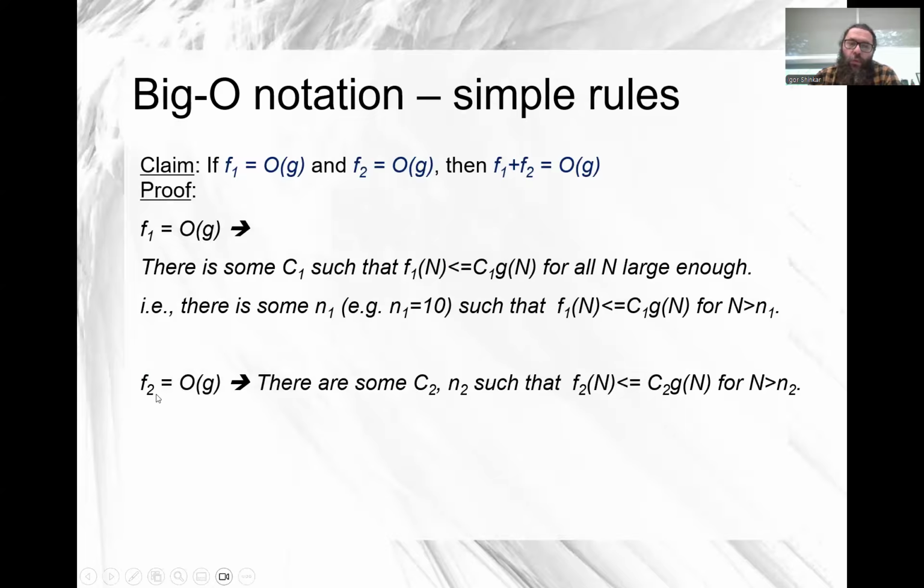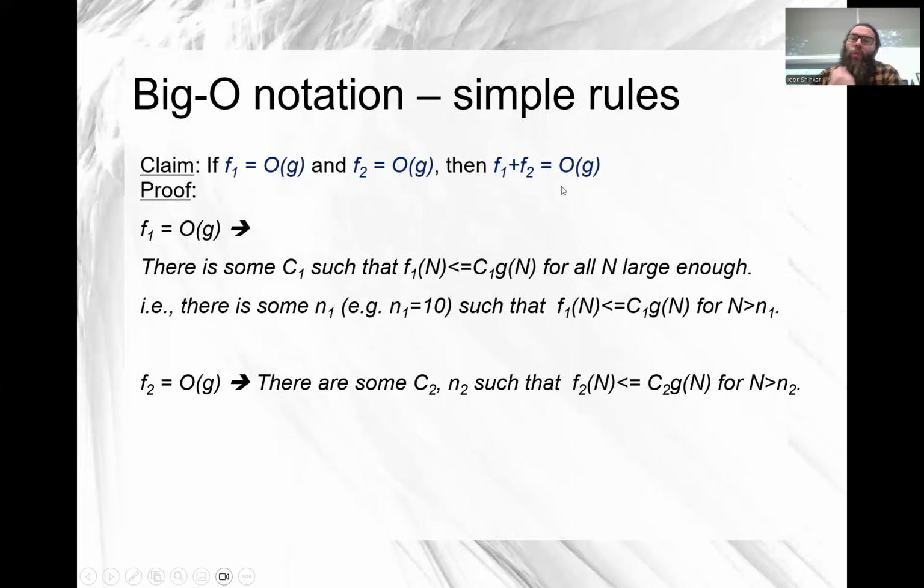Same thing with f2. f2 is order g, which means there exists some constant c2 such that f2 of n is at most c2 times g of n, maybe not starting from n equals 1, but only starting from some other constant. So we need to skip the first 10 numbers or first 15 numbers, and then f will be less than c2 times g. So this is the definition of the first one and the definition of the second one.